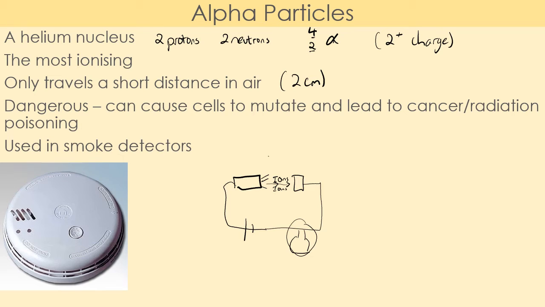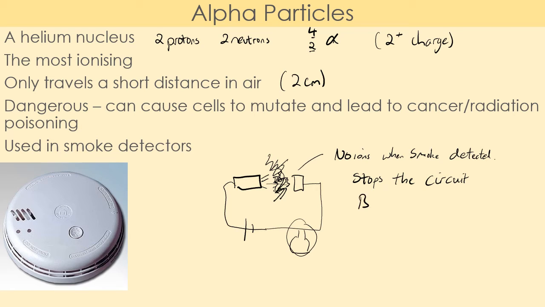If we get smoke coming in, so smoke comes in, there are no ions. That stops the circuit and the buzzer or alarm will sound. Obviously the circuit is a little bit more advanced than this, it's not just wires together, but it has a trip, so when the circuit stops, so when there's no current detected, the buzzer will sound instead. And that's how smoke detectors work.